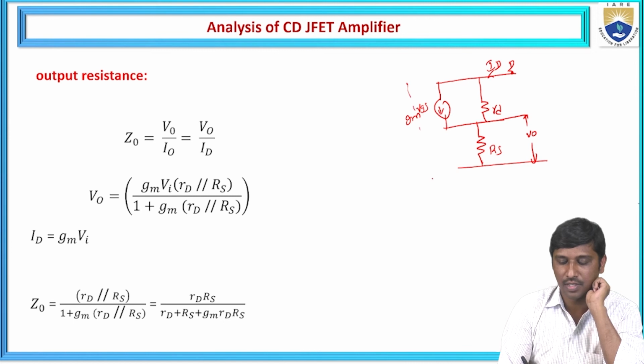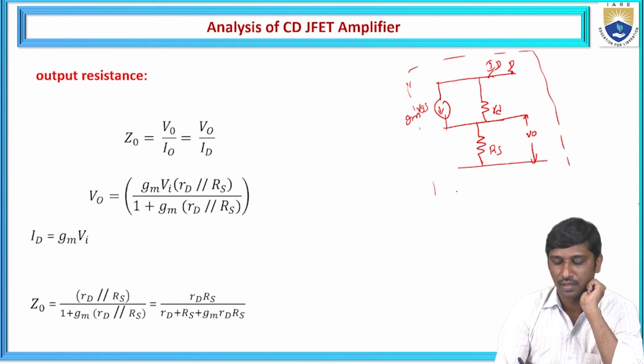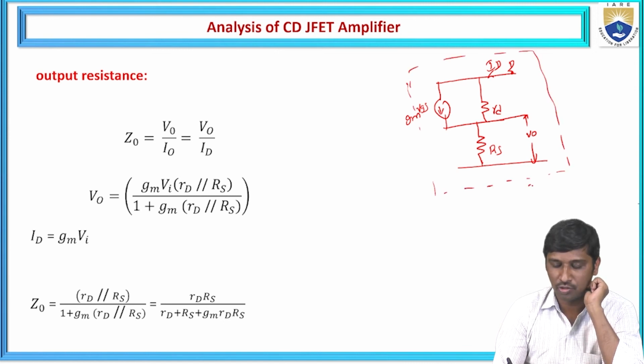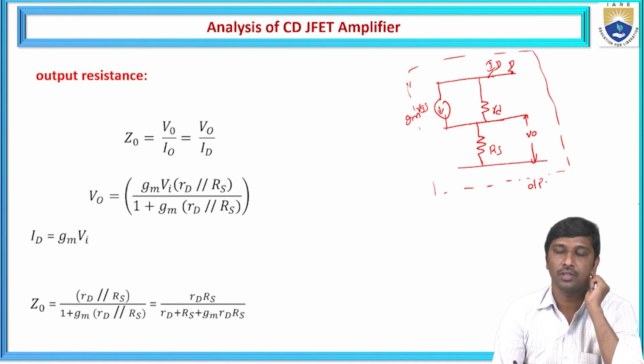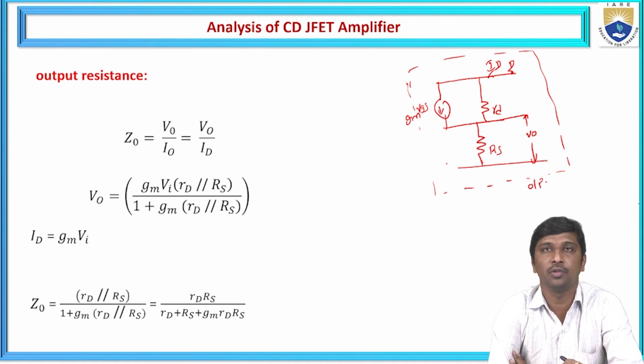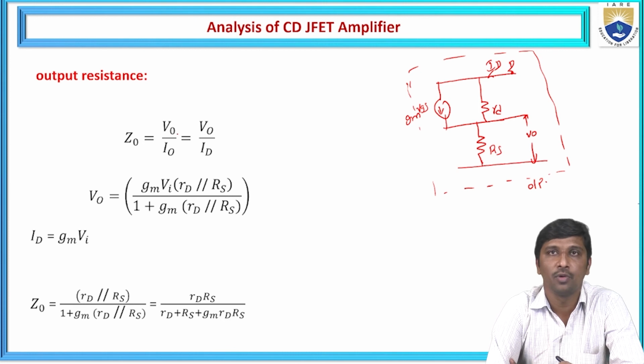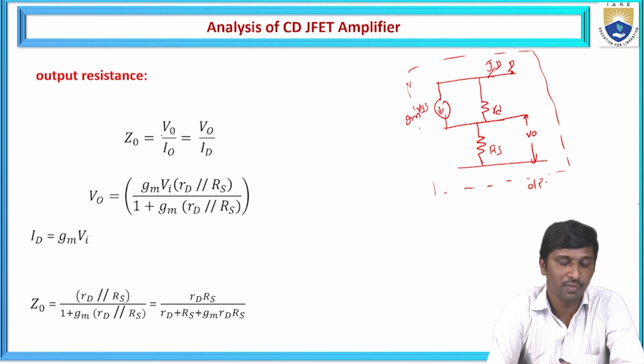So here I considered only the output circuit, and if you use this output circuit, now we are going to find out the output impedance. We know that it is a ratio of voltage to the current, meaning we are going to measure at the output port, hence it is defined as output voltage to the output current, that is V0 by I0.